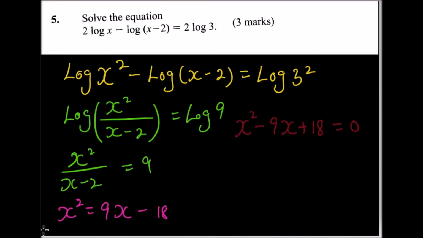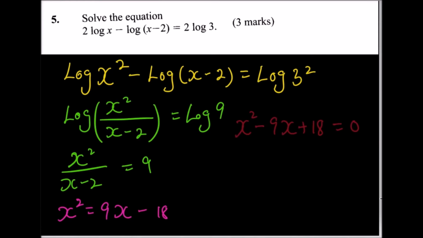That is a quadratic equation, which you can factorize. I hope you know, you get two numbers such that when you add them you get minus 9, when you multiply them you get 18, and these two numbers are minus 6 and minus 3.